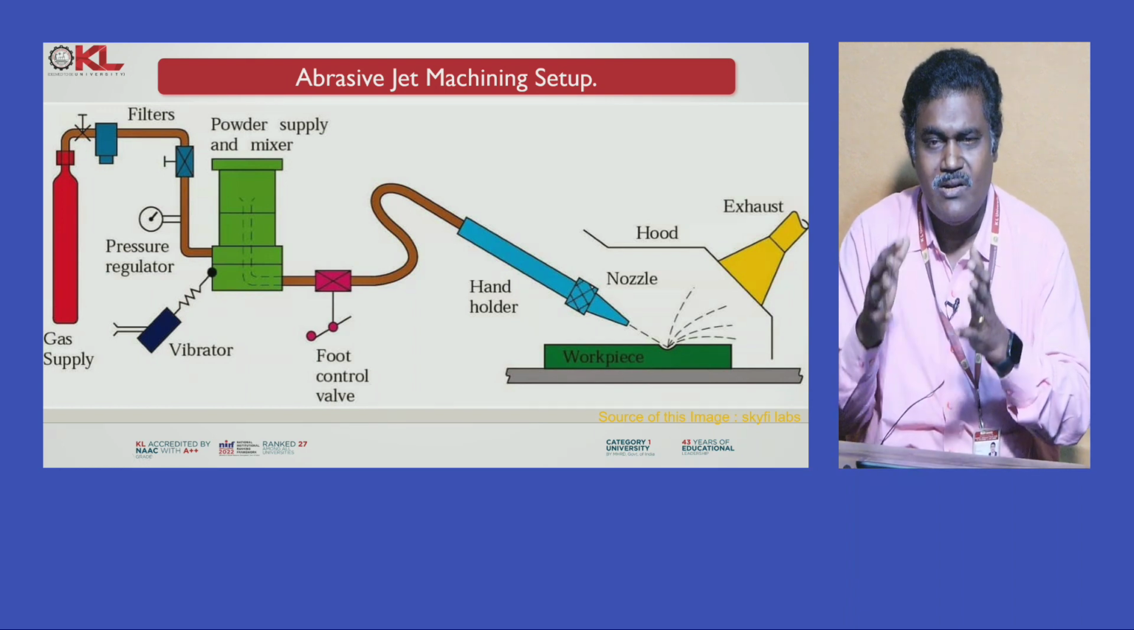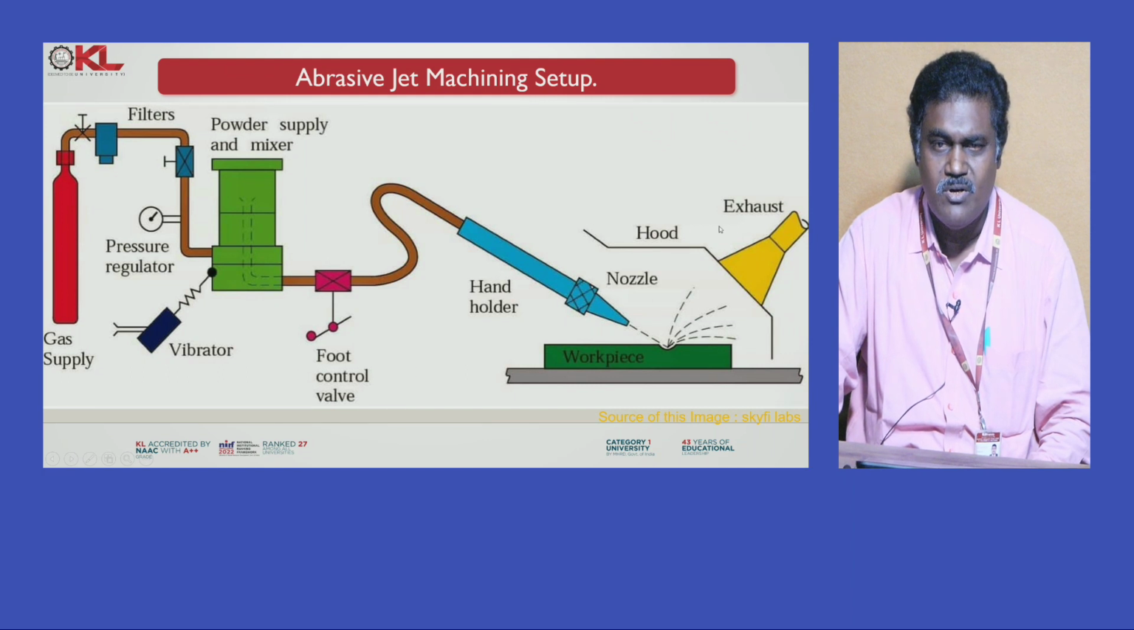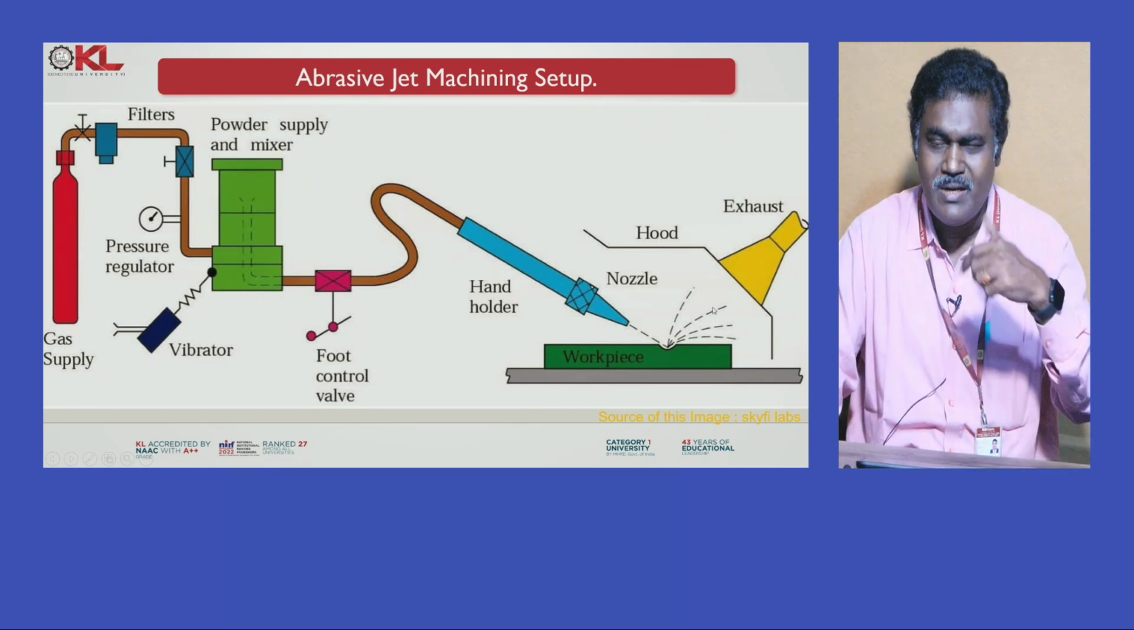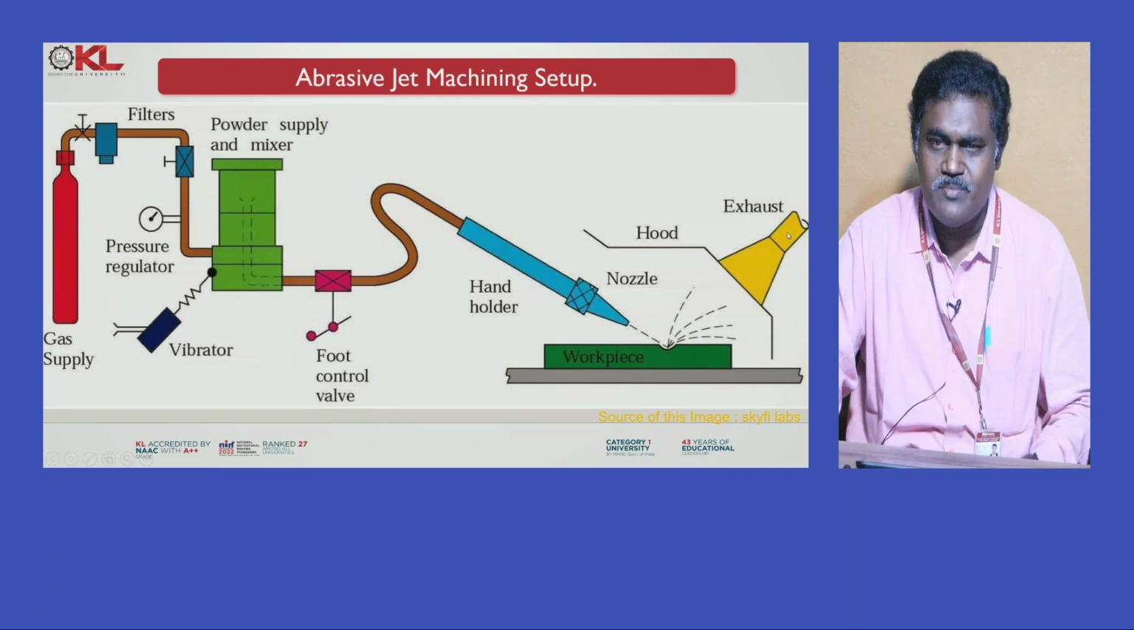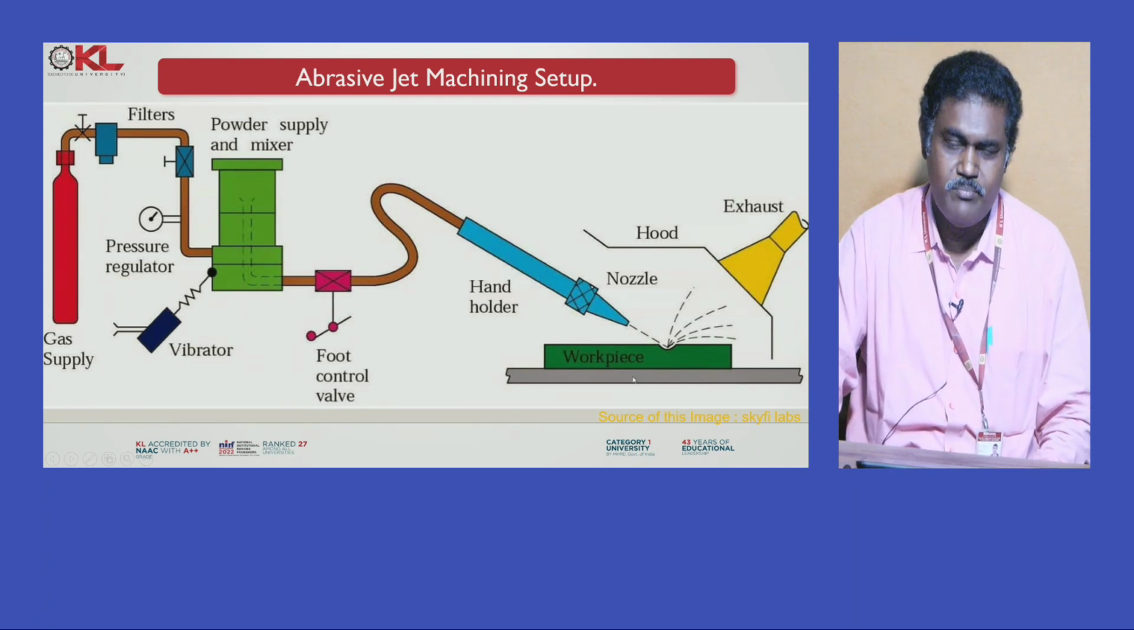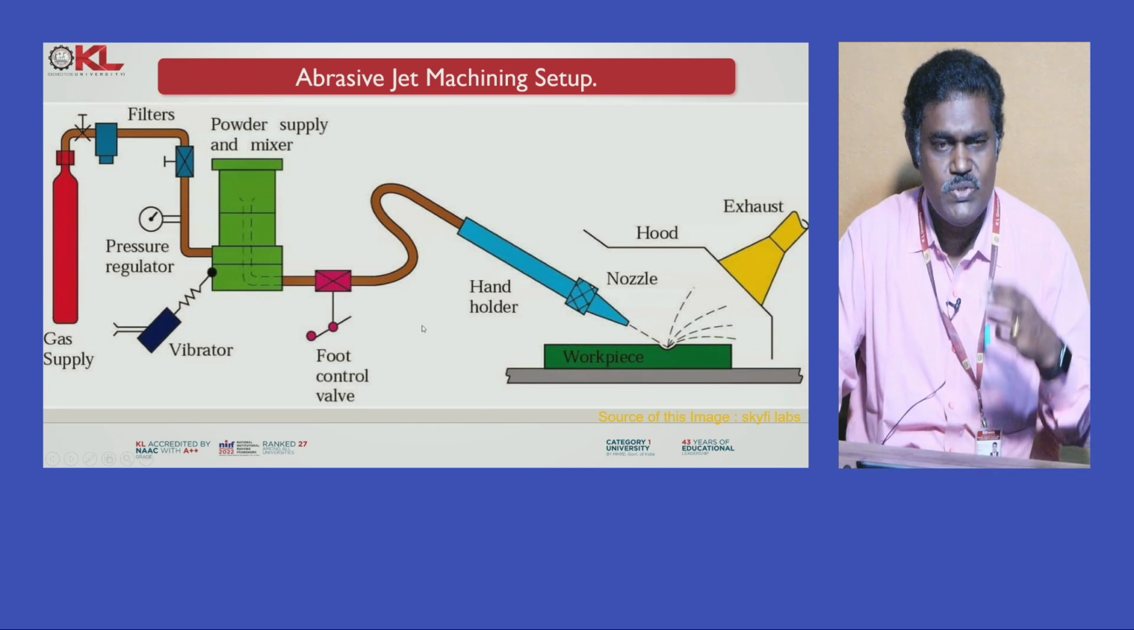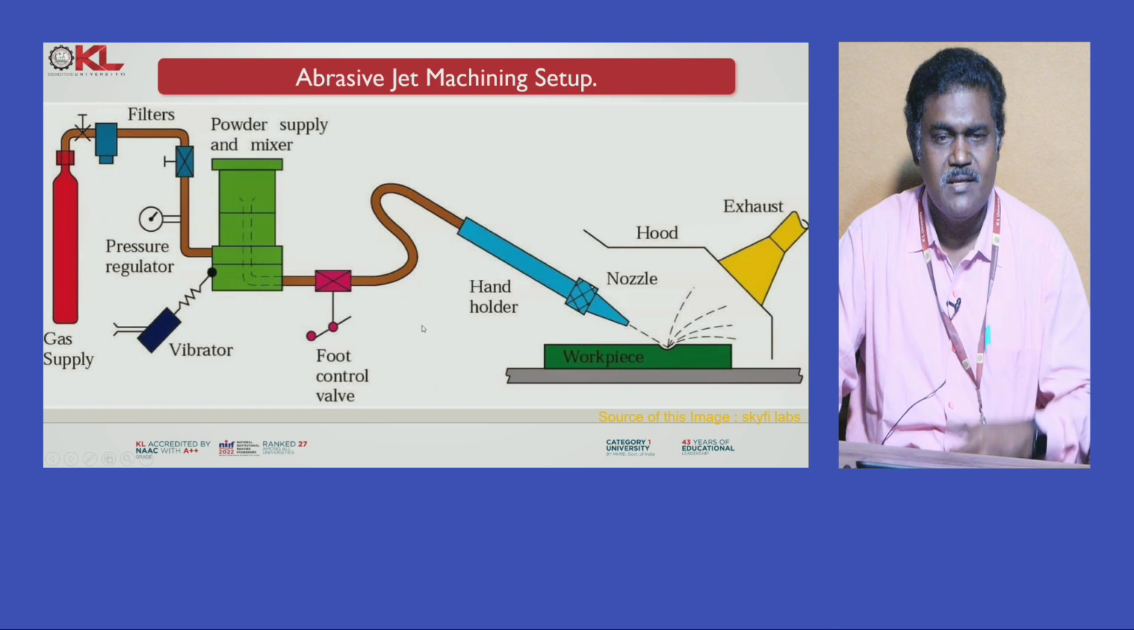You can protect against that with the help of the hood shield provided, and whatever gases are generated can escape through this exhaust pipe. This is the main setup used in abrasive jet machining.